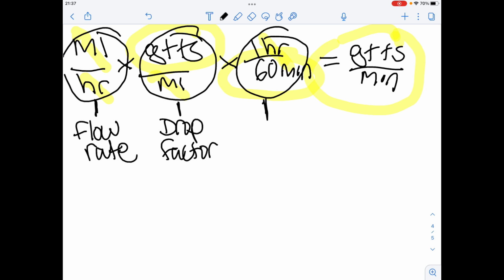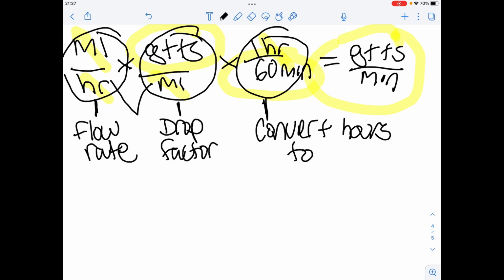Well, once you multiply these two, remember, you will get drops per hour, and you need to convert that to minutes. So this helps you convert hours to minutes.